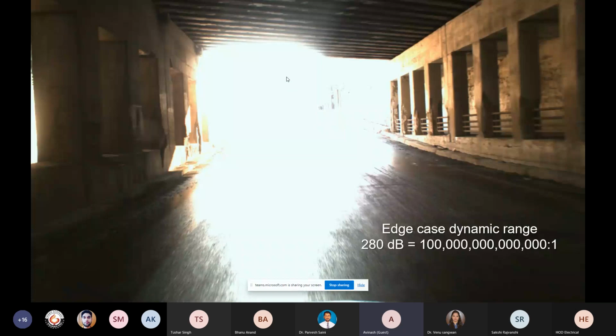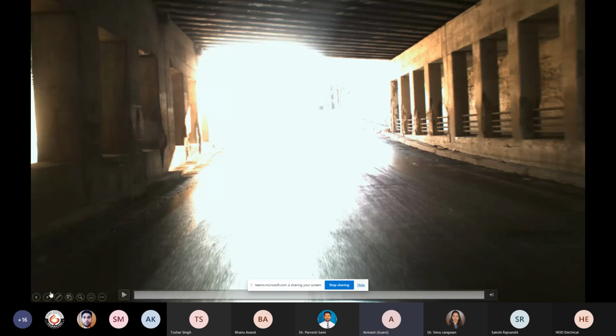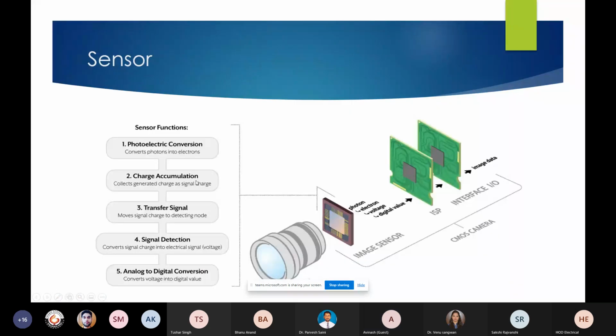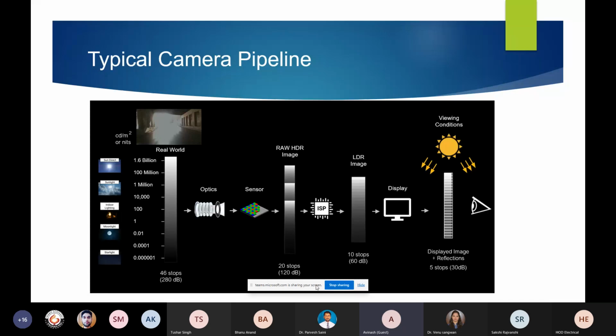And that's also a problem because in the end, most of the system applications we use use 20 to 60 decibels of data at best, and compressing this 280 decibels into something that's useful can be very hard if we just capture one image. If you remember from before, generally the sensor itself can capture up to 120 decibels. So how can we capture all that data in just 120 decibels?